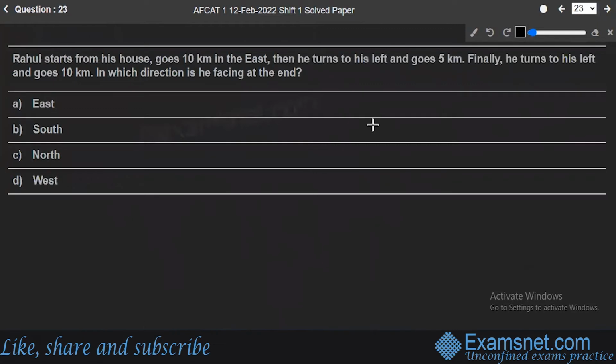Let's move to the next question, 23. Rahul starts from his house, goes 10 kilometers in the east, then he turns to his left and goes 5 kilometers. Finally, he turns to his left and goes 10 kilometers. In which direction is he facing at the end? Let's start. Again, I hope you have a very clear idea.